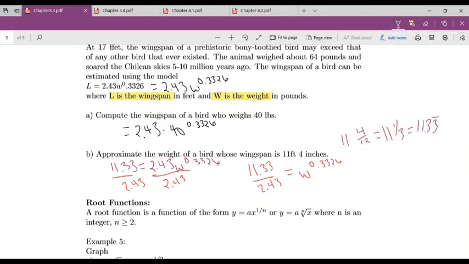If I'm raising W to the 0.3326, then to get rid of it you can take the root of it, but your root has to be a 0.3326 root. You have to do that to both sides. Let me go over to the calculator real quick and show you exactly how that works.